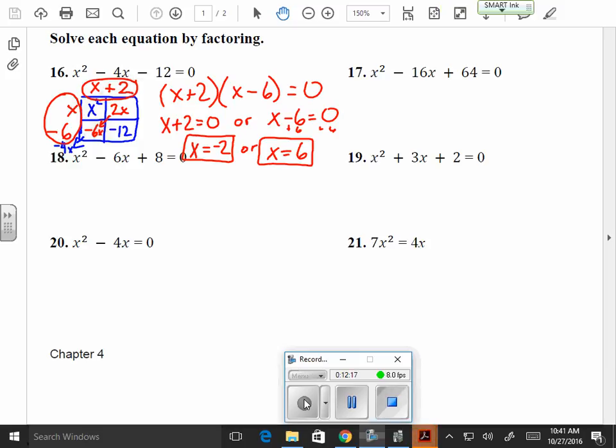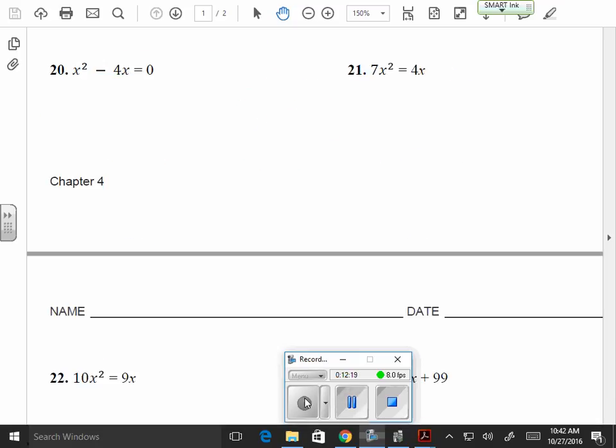Let's look at number 21. First thing we have to do is make sure we set it equal to 0. So 7x squared minus 4x equals 0. Then we can start looking for how to factor. Is there a greatest common factor? Yes. Both have x as a factor. So that breaks down. After you divide out the x, you get x times 7x minus 4 equals 0.